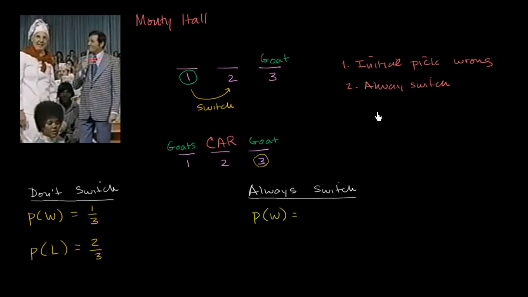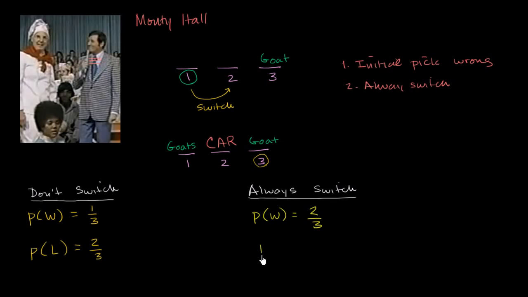So what is the probability of winning if you always switch? Well, it's going to be the probability that you initially picked wrong. Well, what's the probability that you initially picked wrong? Well, there's 2 out of the 3 ways to initially pick wrong. So you actually have a 2/3 chance of winning. There's a 2/3 chance you're going to pick wrong and then switch into the right one.